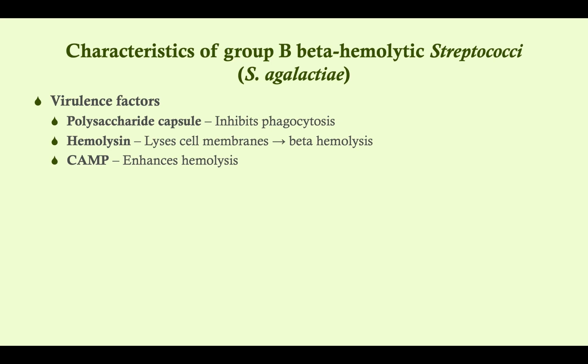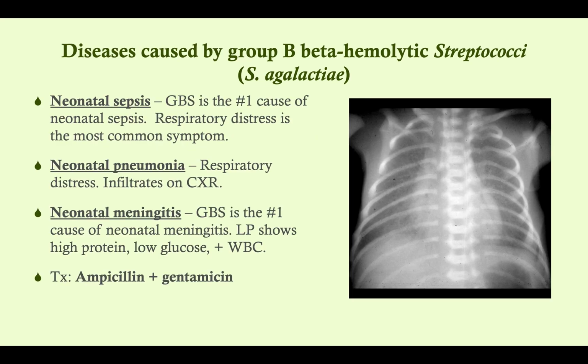Hemolysin is analogous to streptolysin O, which you see in Strep pyogenes. And that lyses cell membrane. So it does the exact same thing. It's what allows group B strep to be beta hemolytic. And then we already talked about CAMP.